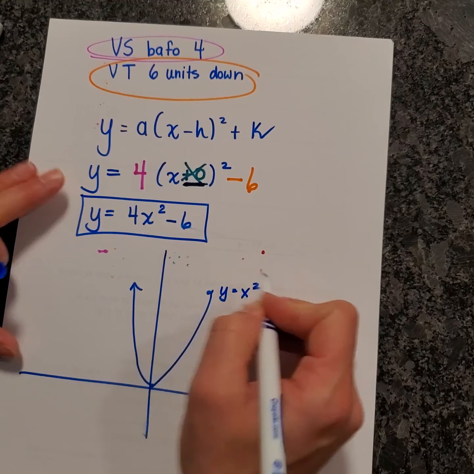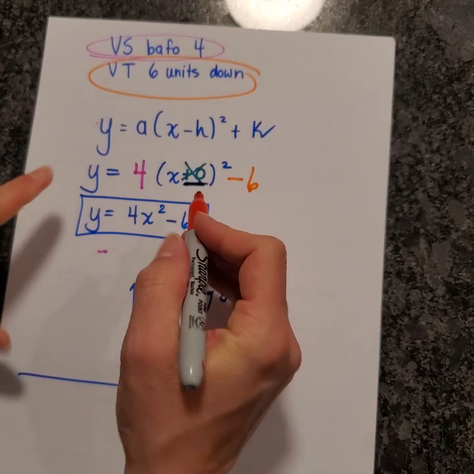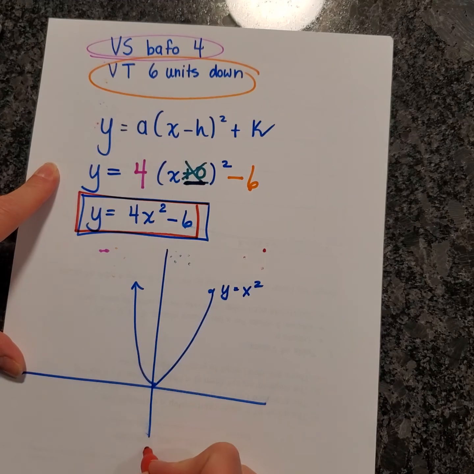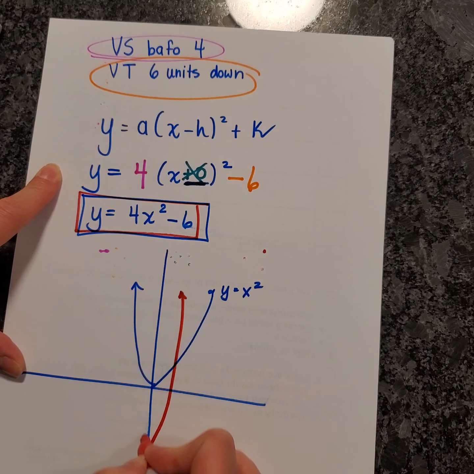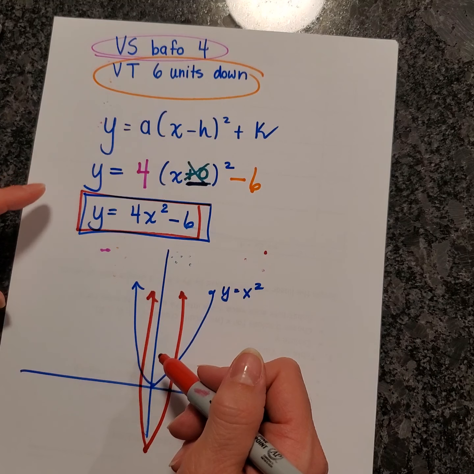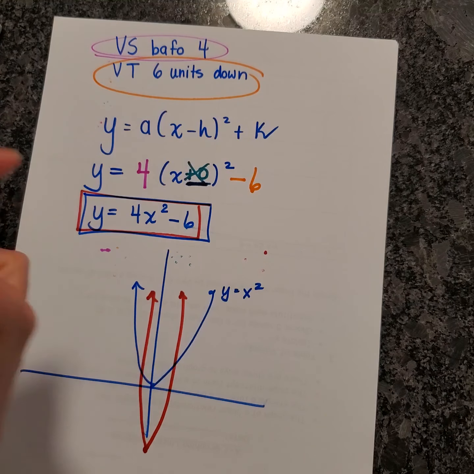This guy, right, every quadratic relation starts looking like that. That's the graph of y equals x squared. This guy got moved 6 units down and got stretched. Okay, is this red graph accurate? No. That's why I'm going to create another video to show you how to accurately produce these graphs.